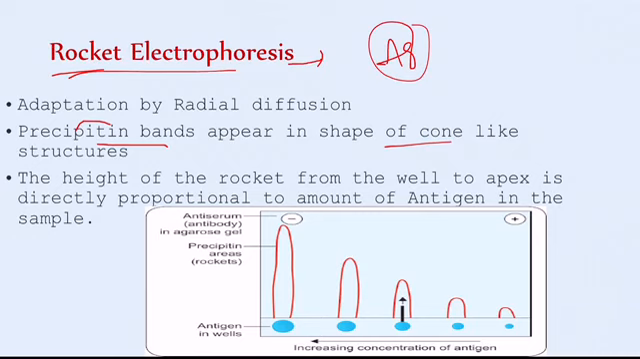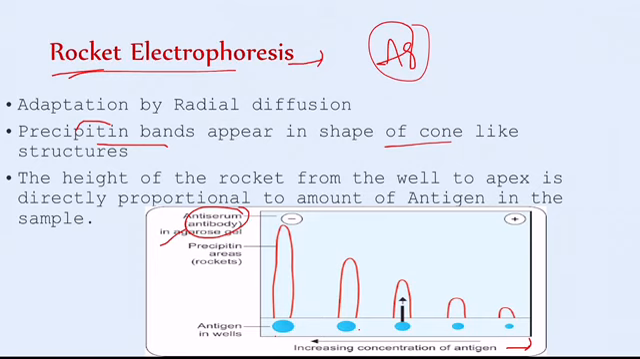Here, the antigen in increasing concentrations is placed in the wells in the agarose gel. The antiserum is already incorporated in the agarose gel. In this procedure, the antiserum is incorporated in the agarose gel and it is poured on the glass slide. Now the wells are made and these wells are filled with the antigen in increasing concentrations.